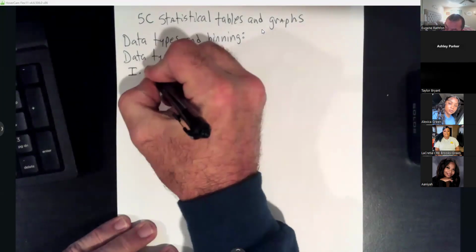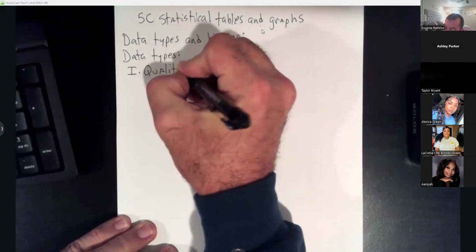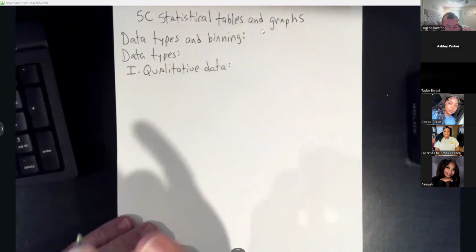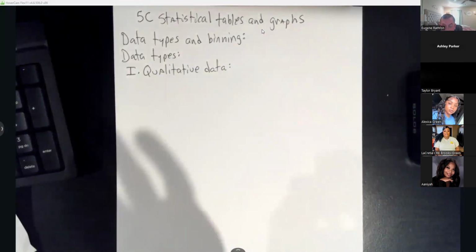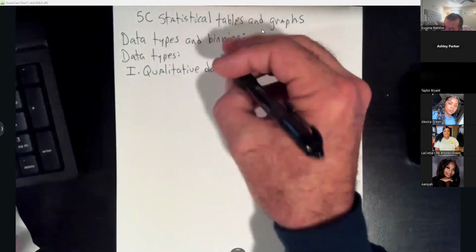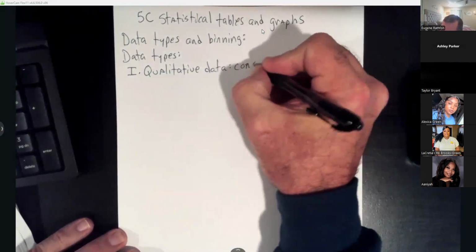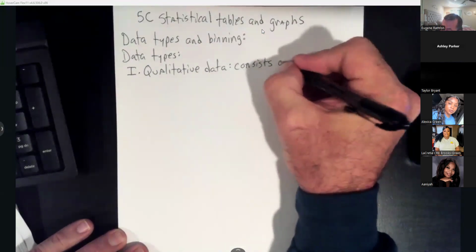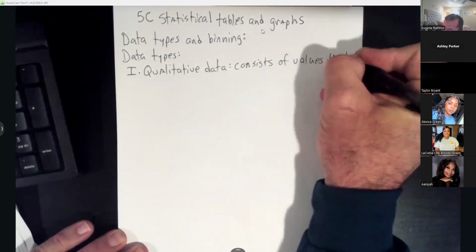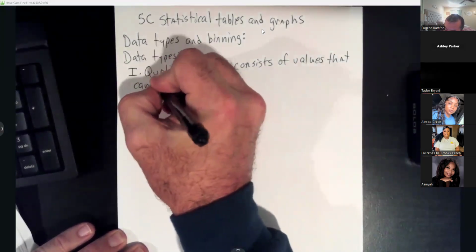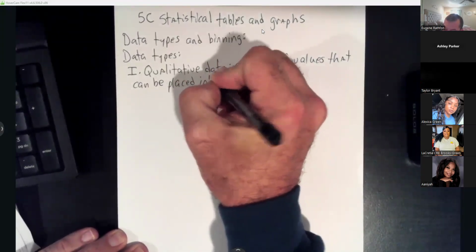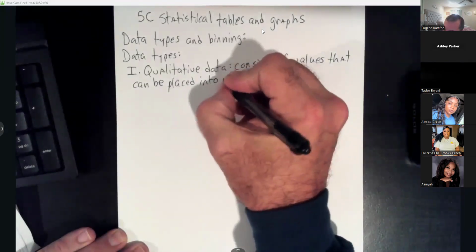We got what we call qualitative data. And qualitative data consists of values that can be placed into non-numerical categories.